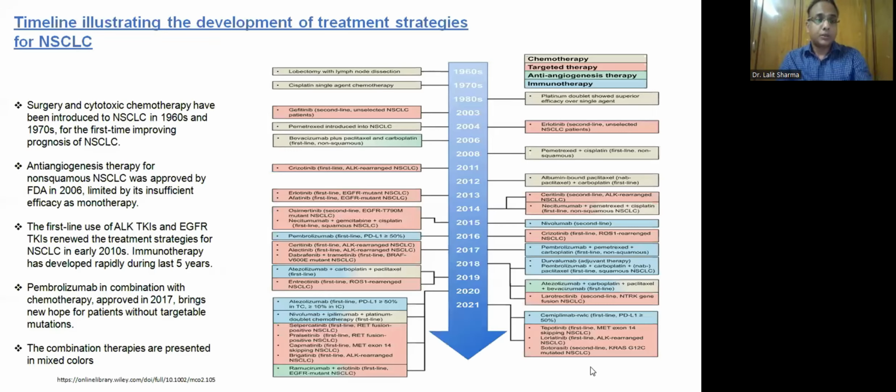So this is how the scenario has changed in non-small cell lung carcinoma over the last decades, starting from cytotoxic therapies evolving into targeted therapies, and now combinations of targeted and chemotherapeutic agents, and the introduction of immunotherapeutic agents pretty early, either in combination with chemotherapeutic agents, and some trials also going on for combination with targeted therapies.